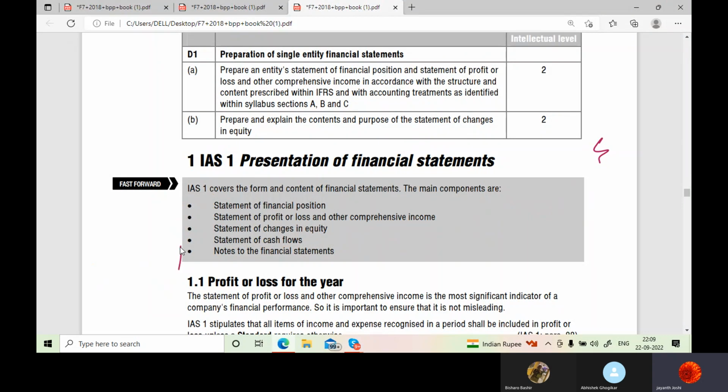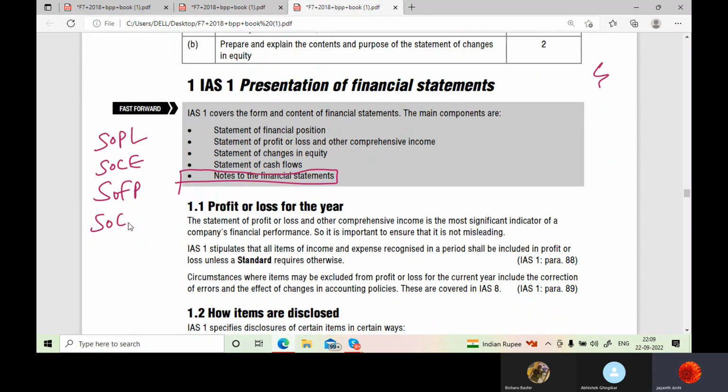So this notes to financial statements is what we have after the preparation of all the financial statements. That means after preparing the statement of profit or loss, we prepare the statement of changes in equity. And after preparing the statement of changes in equity, we prepare the statement of financial position. After preparing the statement of financial position, we prepare the statement of cash flows. After preparing all these statements, we write the additional information in the notes to financial statements, and we call this footnotes. So this is the information.